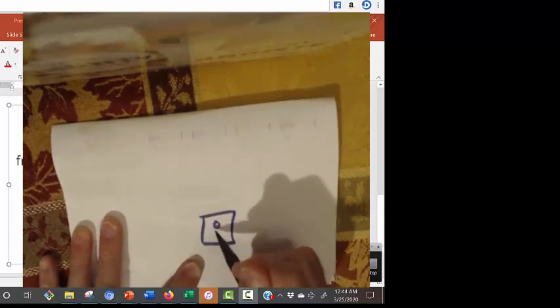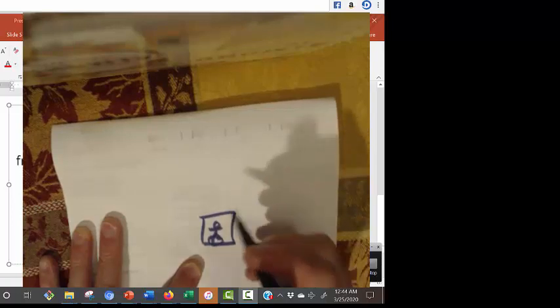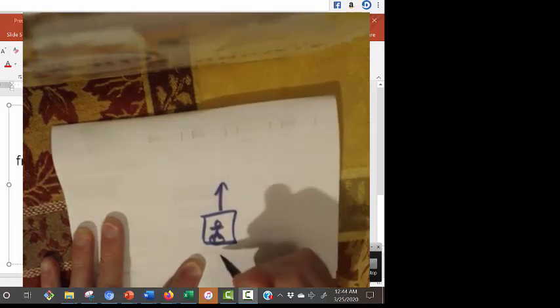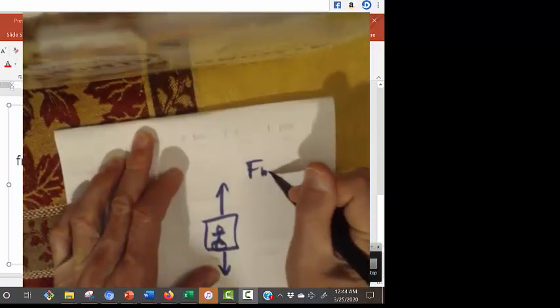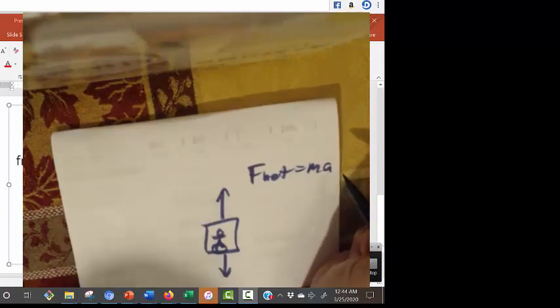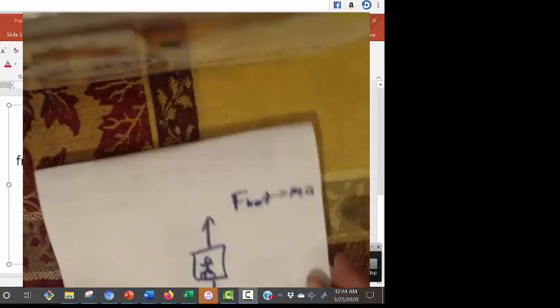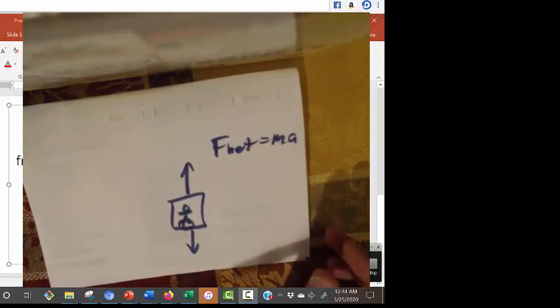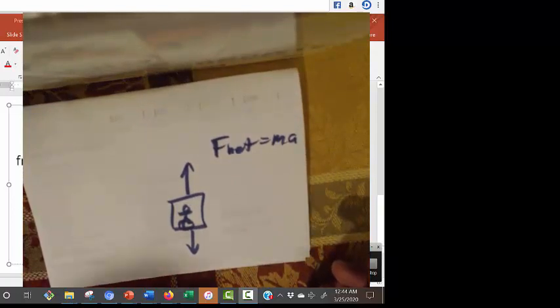Another set of problems that we looked at quite a bit were the elevator problems. And these involve somebody standing in an elevator on a scale where the elevator is either accelerating upward or accelerating downward. And we applied Newton's laws to this. Remember Newton's second law, F net equals ma. That is something we'll apply in this case, and in pretty much any of the cases we've been talking about, F net equals ma.